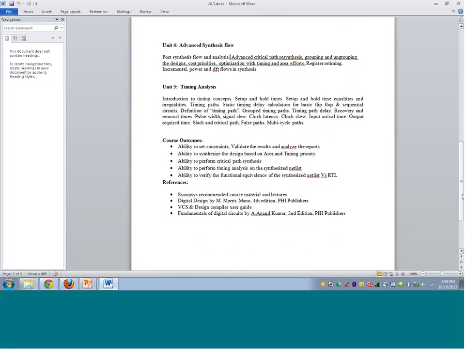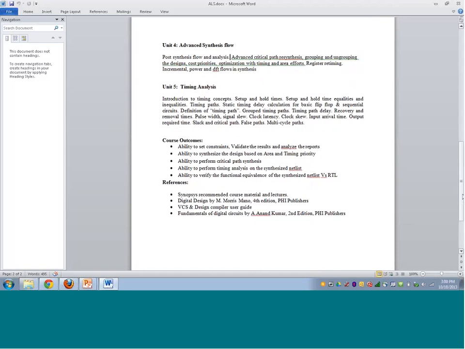At the end of this course, a participant should be able to write a basic RTL code and synthesize it by setting constraints. He should be able to validate the results and analyze the different synthesis reports. He should be able to synthesize a design which has some targets like area and timing. He should be able to perform critical path synthesis if required. And then lastly, he should be able to perform timing analysis on the synthesized netlist.